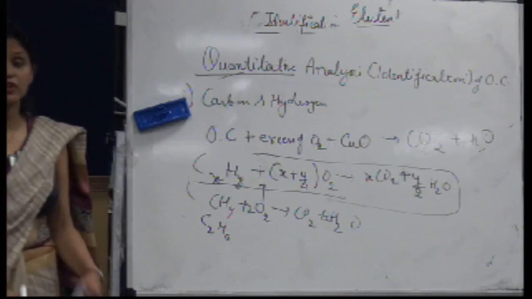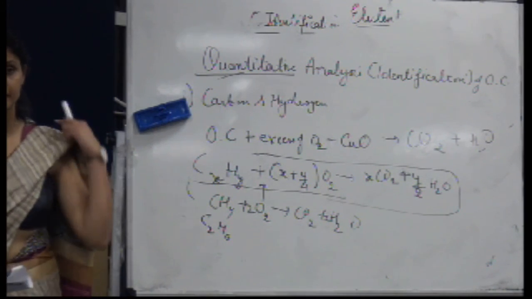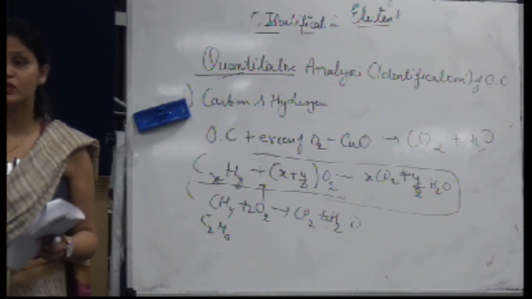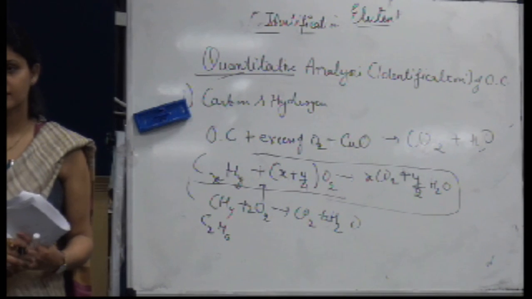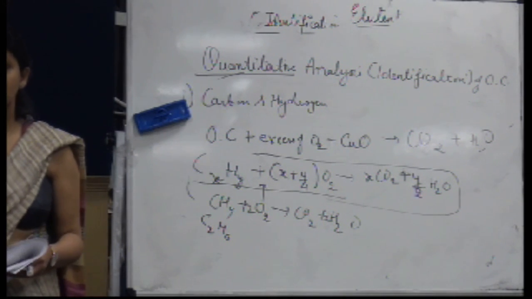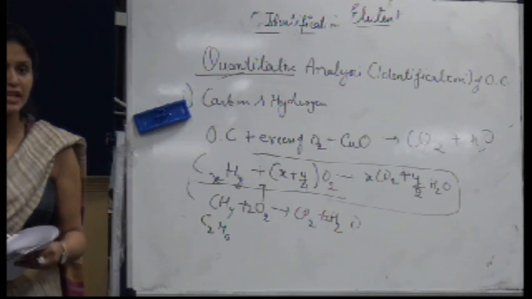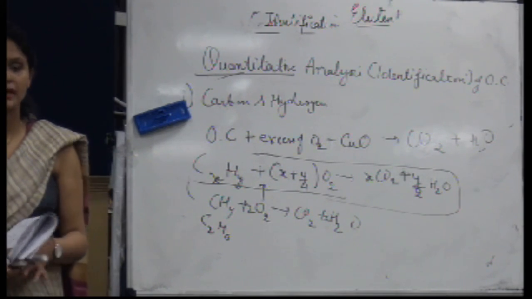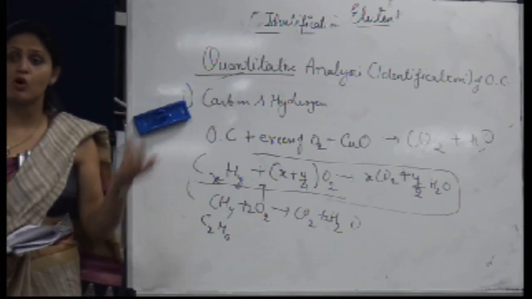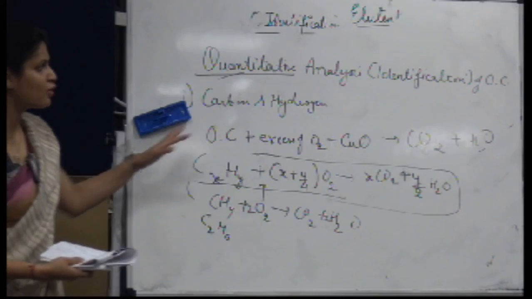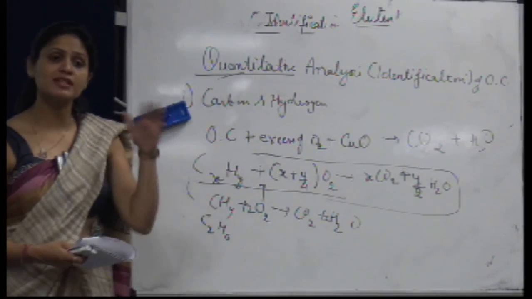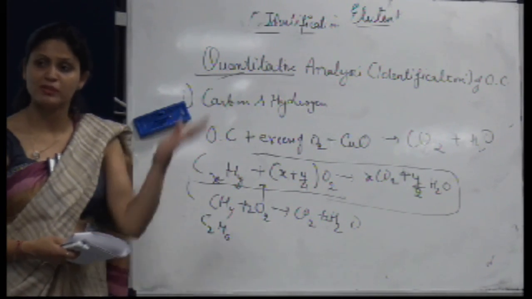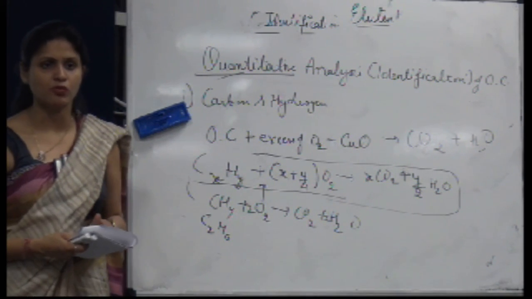CuO. Why are we using copper oxide? Any idea why I have introduced the copper oxide? Because copper oxide is a reducing agent. It will not let any compound get oxidized, because if anything gets oxidized, it will introduce another oxygen to it from the environment, which we do not want.